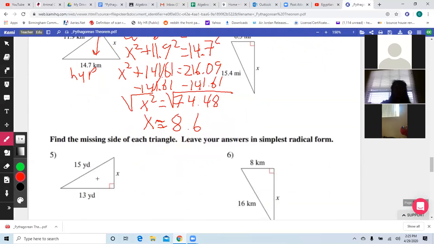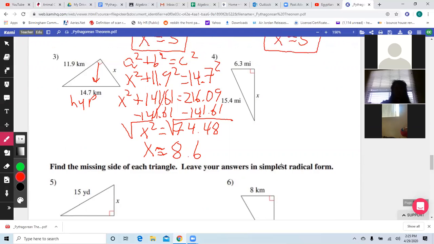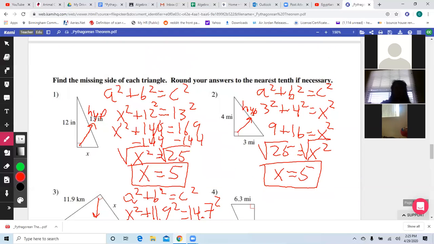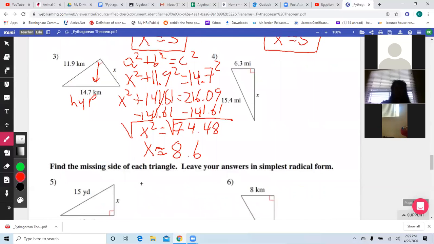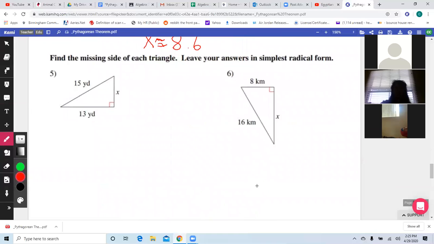You're finding a missing side, but look at the directions. Leave your answers in simplest radical form. This is different than round your answers to the nearest 10th. So here, we're not going to be plugging it into the calculator. We need to leave it in radical form. And if you forgot how to do that, we're going to review it right now.